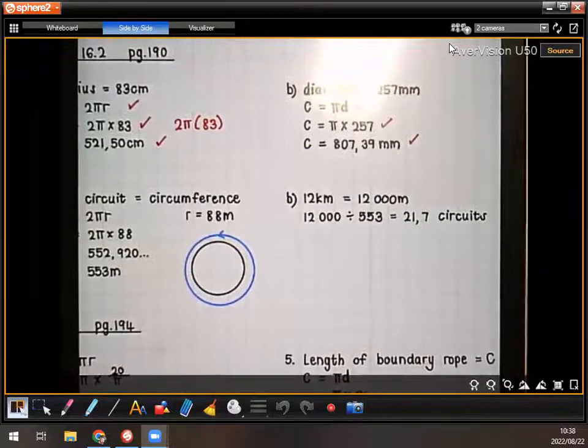So guys, if they said we must round to the nearest number of circuits, what would we do for that? Would it be 21 or 22? Yeah, because it's a point 7, we would have to round that up. Any questions on that one?